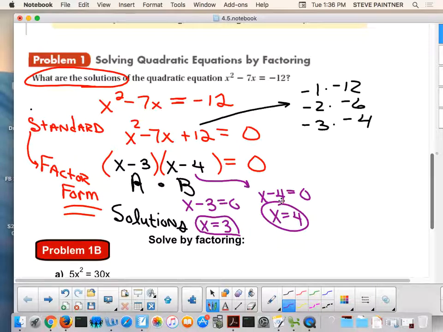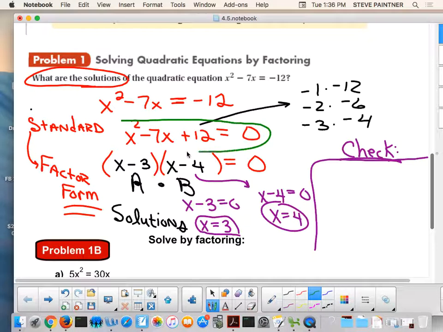Plug it into your original, and you know what? You can go here, or you could just go right here. It doesn't matter. So let's do a quick check. Pick a number to check. 4? Okay, let's do 4. So if you did 4, I'm going to go here, guys. I'm going to check this right here.